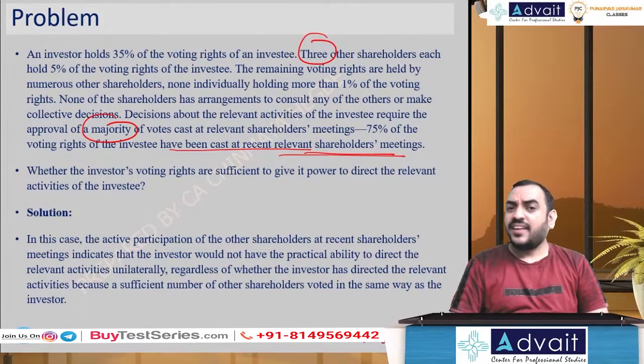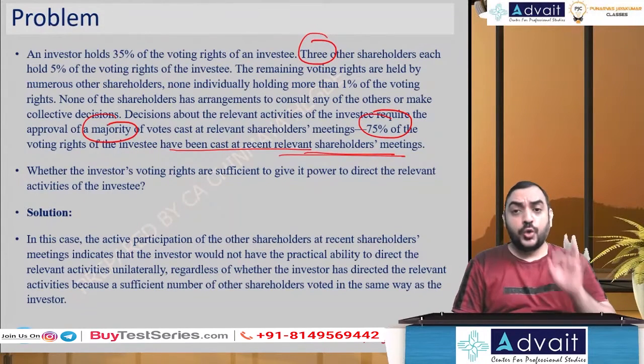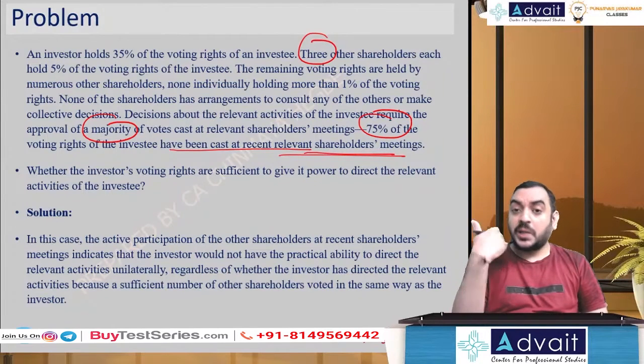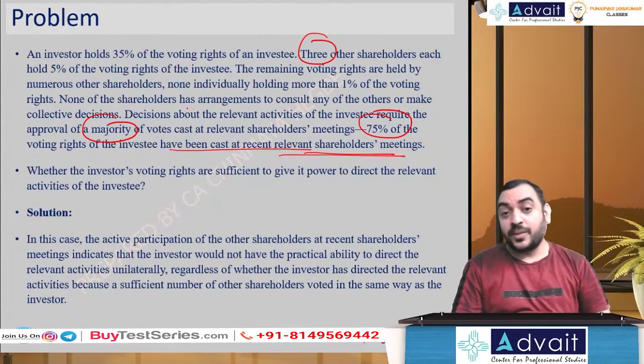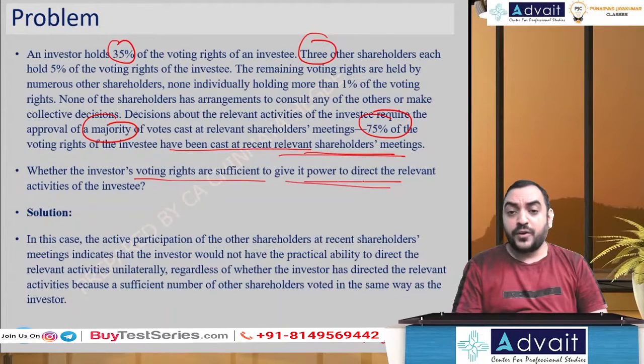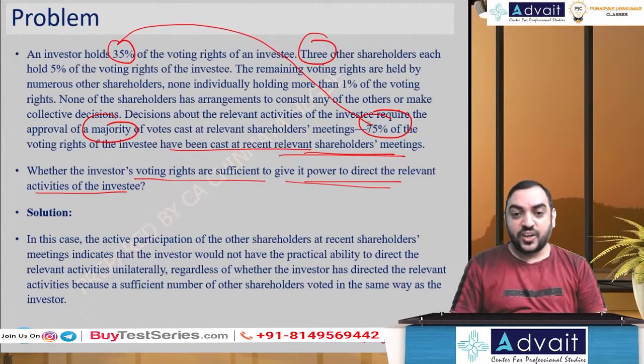How many people vote? Like in India, that's also very high actually. 75% of the voting rights have been cast. Now, looking at the history and the data, everybody does not take part in the voting. Only 75% is voting. Now, with 75, can you take a majority? Whether the investor's voting right is sufficient to give the power over the relevant activities. 35 out of 75, is it a majority? What percentage? 35 out of 75 is 46%, right? It's not crossing 50%.